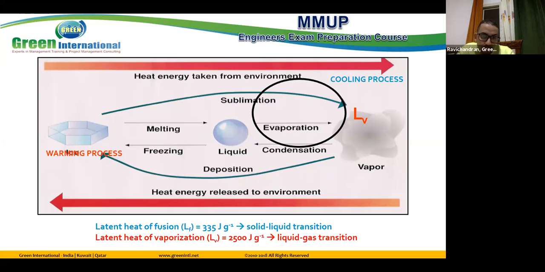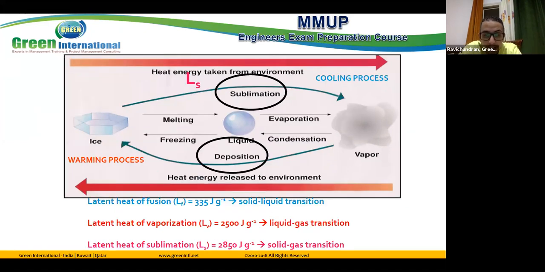Also see the range between the latent heat required from solid to liquid and the latent heat required from liquid to gas. It is far greater to change from liquid to gas. Clear? About 8 times, something like this. This is the total latent heat for sublimation, which is latent heat of fusion plus latent heat of evaporation.